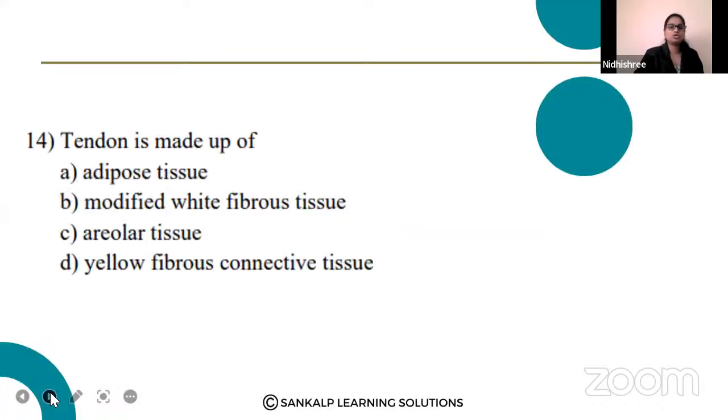Right. The next question. Tendon is made up of what? Option A, adipose tissue. Option B, modified white fibrous tissue. Option C, areolar tissue. Option D, yellow fibrous connective tissue. Yes. Parvati option A, Pallavi option A, Nuhu Sayyad option A, Lohit option B, Soundarya option A, Saumyanarad option A.